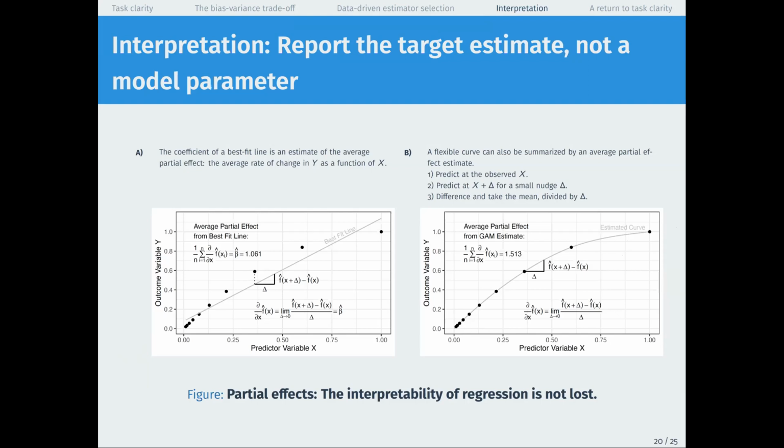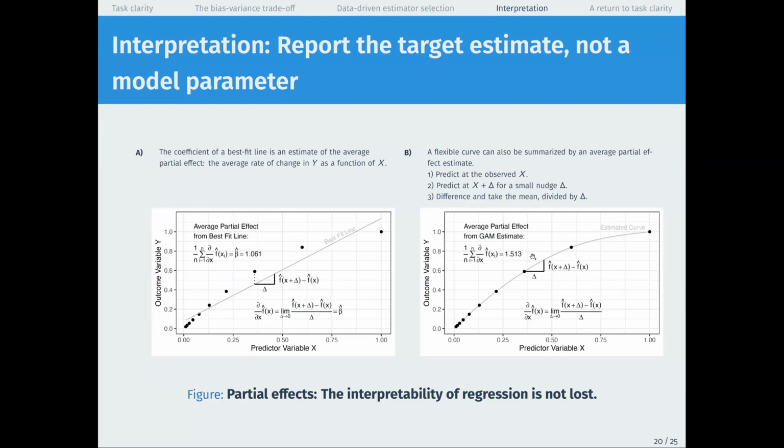But you could actually do something very similar to what we just did on the left. So you could take each place where you saw data, each value of x, and you could estimate that partial effect at the particular x value. So we get one estimate up here at the right, another estimate here, another here, and on down. And then you could report the average of all those partial effect estimates. And in this case, on the left, you get a number, 1.061, and on the right, you also get a number, 1.513.